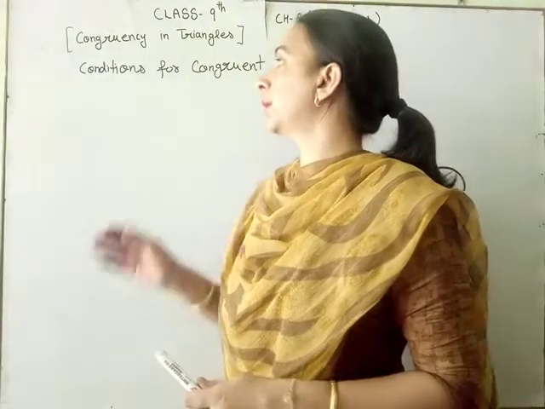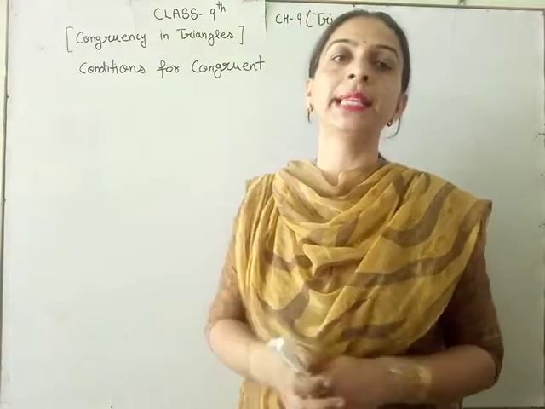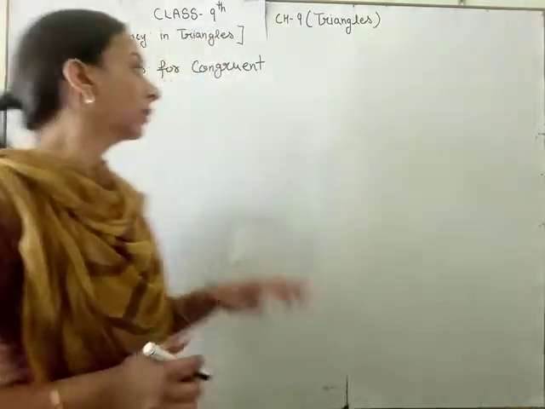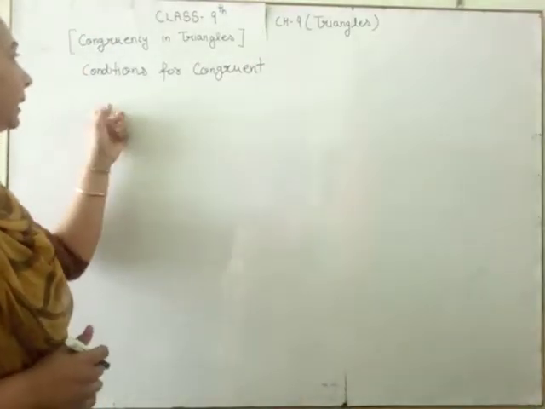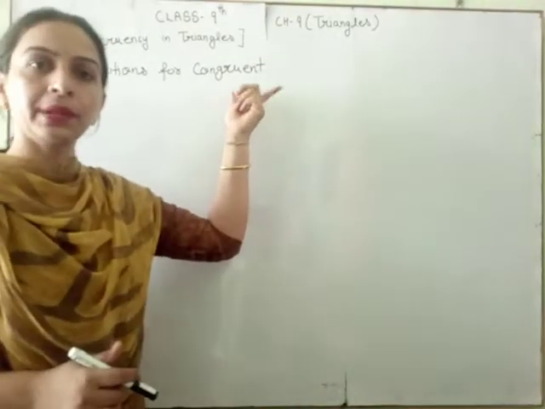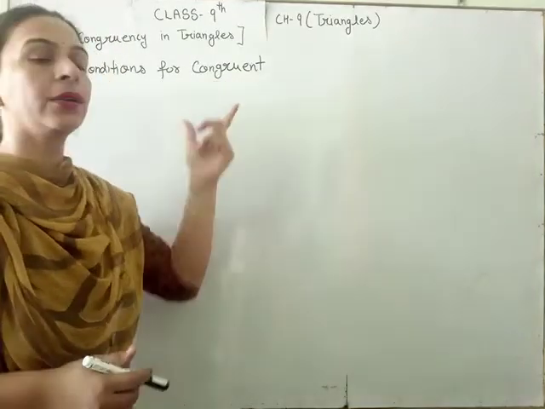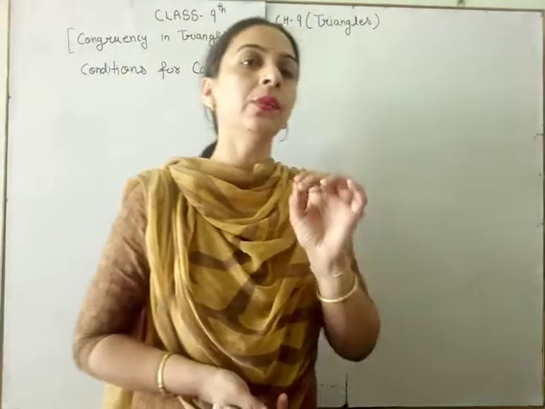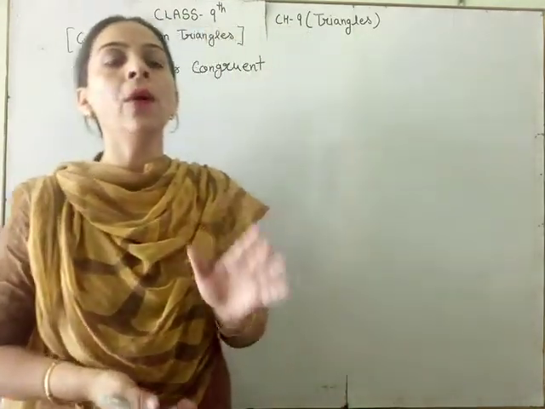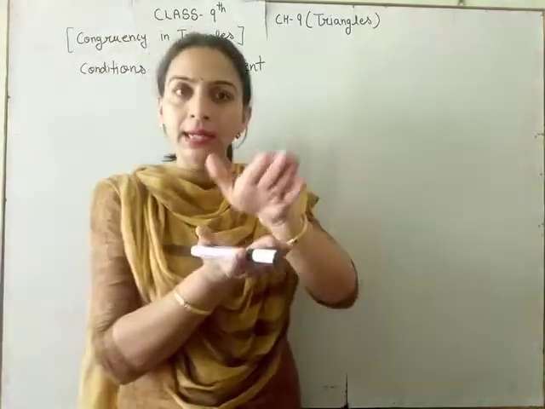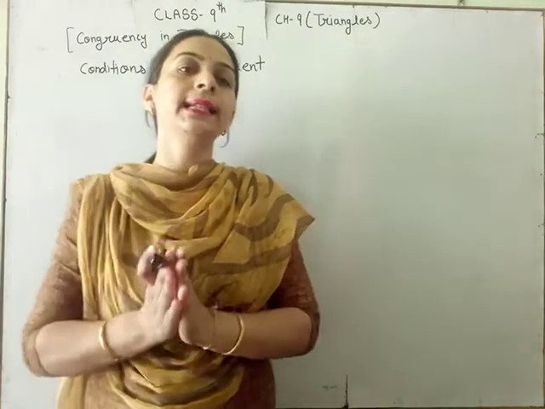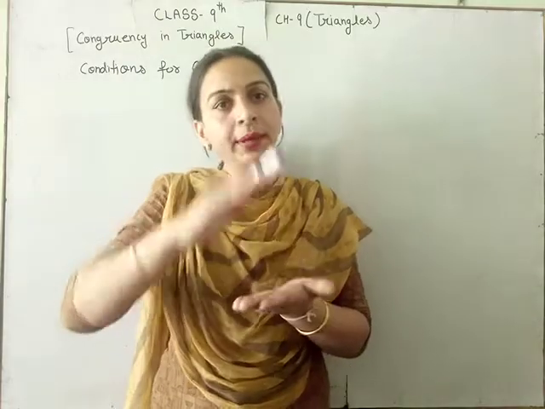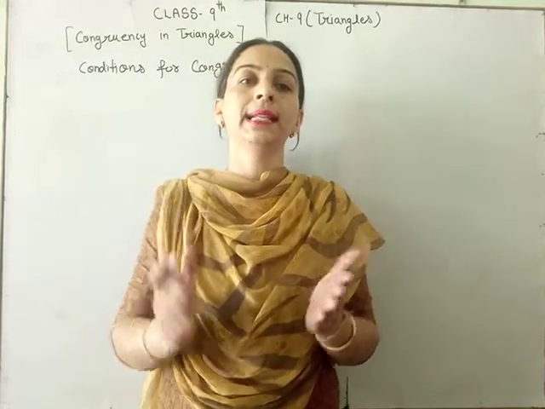Students, now we take the conditions for congruency. First, what is congruent? After that we take the conditions for congruence. Two triangles are congruent if, on placing one over the other, they exactly coincide.